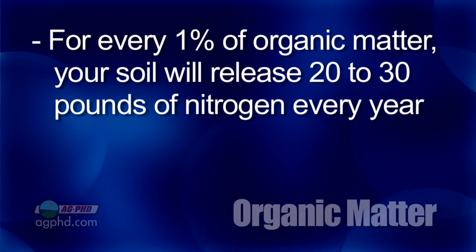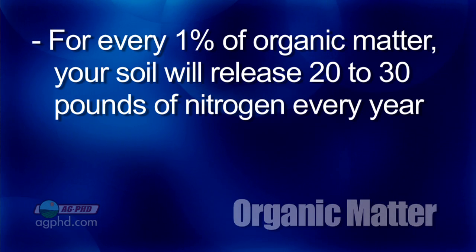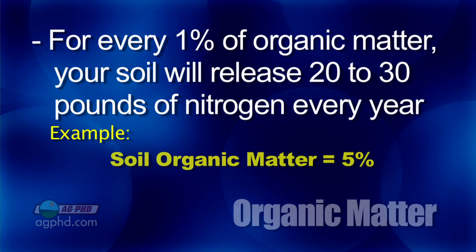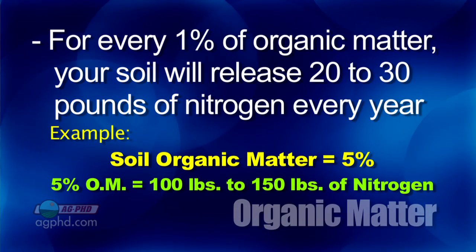For each percentage of organic matter in your soil, you're going to get approximately 20 to 30 pounds of nitrogen for free every year. So let's just say that you had 5% organic matter soils, that's 100 to 150 pounds of free nitrogen you're going to get.